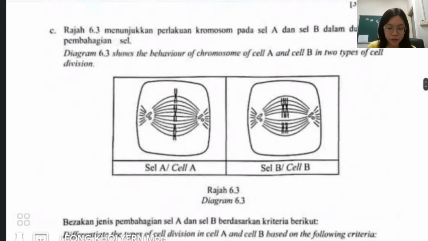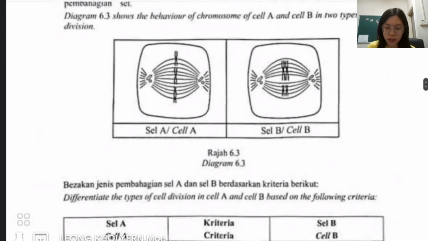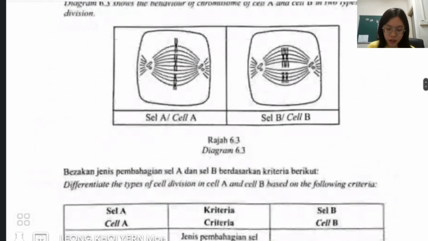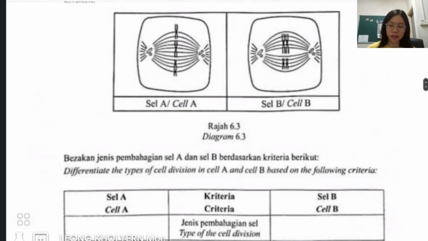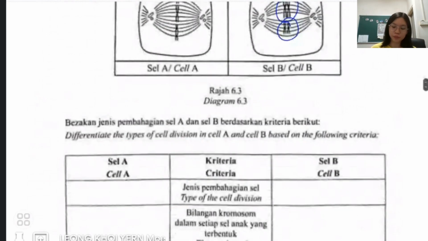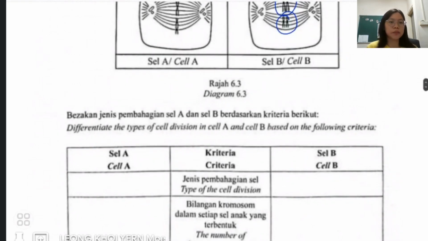Okay, for this one, the behavior of chromosomes for cell A and cell B in two types of cell division. Cell B has homologous chromosomes arranged at the equatorial plane, while cell A has chromosomes aligned at the equatorial plane. Cell division has two types, mitosis and meiosis. So it is obvious that this one is mitosis and this one is meiosis.